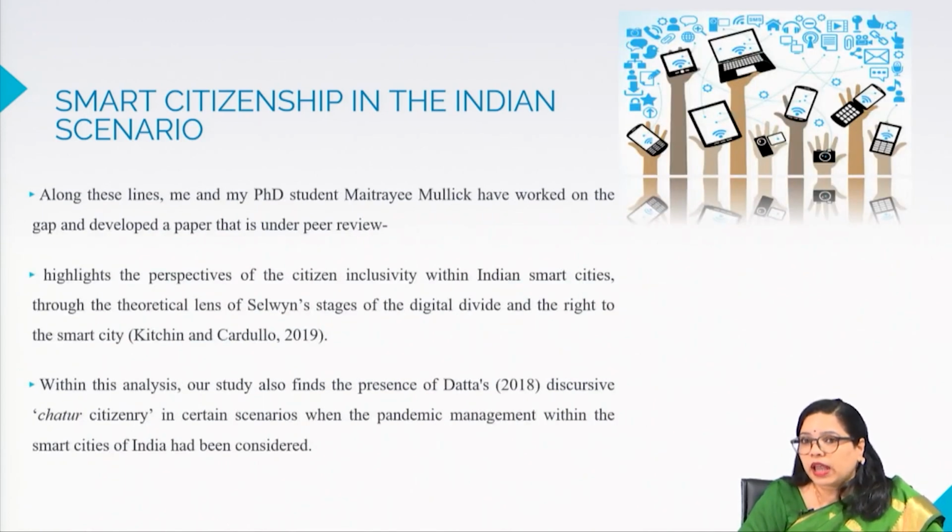Along these lines, my PhD student Maitri Malik and I have worked on the gap and developed a paper that is under peer review, which highlights the perspective of citizen inclusivity within Indian smart cities through the theoretical lenses of the seven stages of the digital divide and the right to the smart city by Kitchin and Cardullo. Within this analysis, our study finds the presence of Datta's discursive Chatur citizenry in certain scenarios, when pandemic management within the smart cities of India was analyzed.